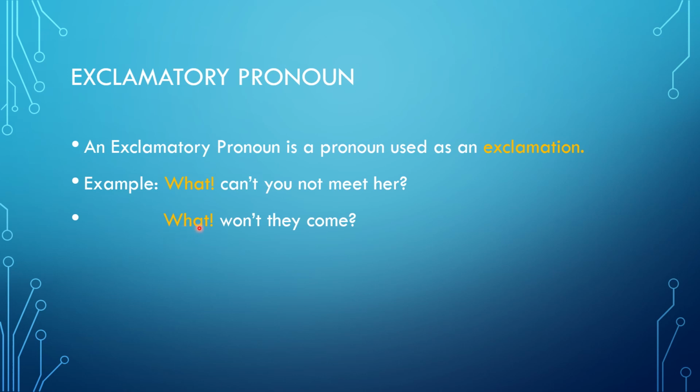Look at the other example. What? Won't they come? So this what, there's an exclamation mark. So this is an exclamatory pronoun. Exclamatory pronoun is a pronoun used as an exclamation.